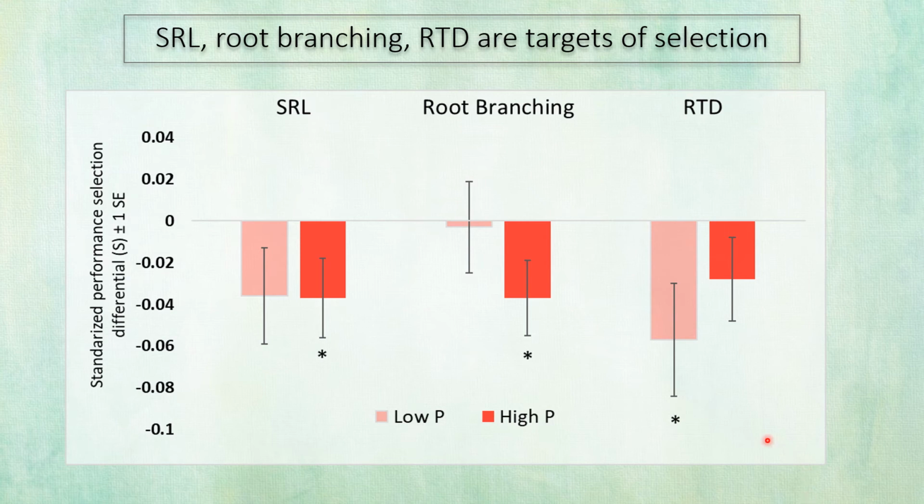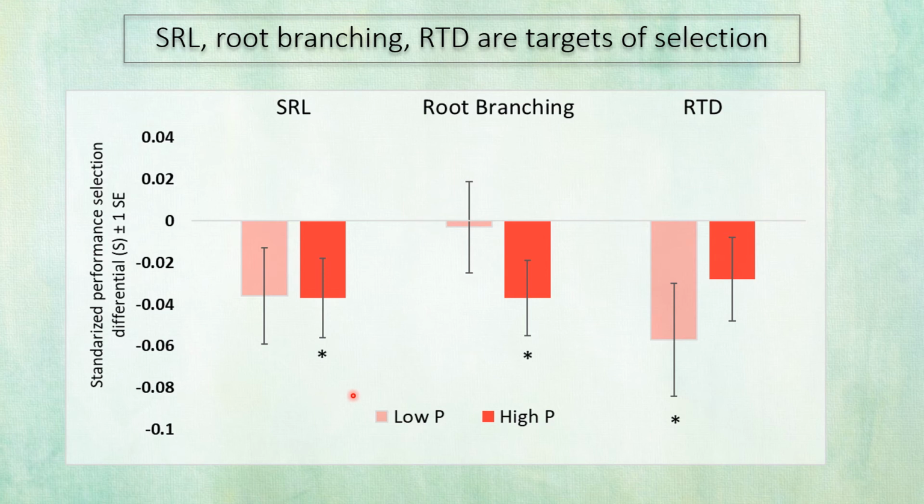In this graph, I have selection differential on the y-axis. A negative selection differential means selection for reduction of the traits, and the star denotes significant selection. All three traits are under significant selection in certain phosphorus environments. There is selection for reduced SRL under high phosphorus, which is in line with my prediction that plants with lower absorptive capacity should be linked with better performance under high phosphorus. Also, this is consistent with the root plastic response data shown previously.